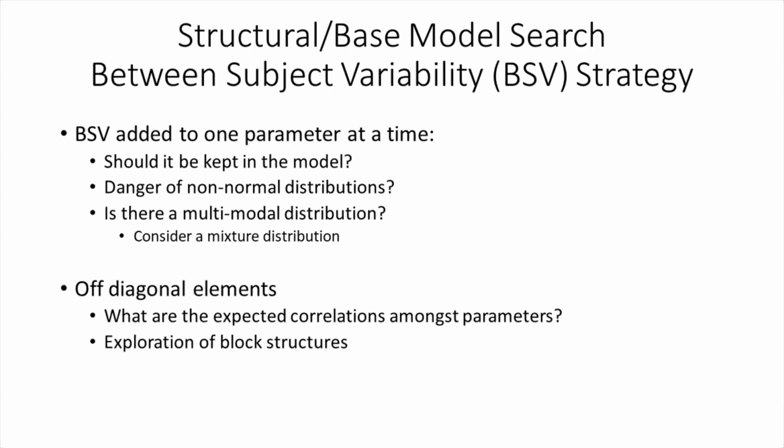So the other strategy is to not put between subject variability on in the initial analysis, basically do a naive pooled assessment, and then add BSV parameters one at a time, and then decide whether it should be kept in the model. Do we use the statistical criteria? Do we need to have between subject variability on multiple parameters? Perhaps there's a dependence that we might miss if we do this. Again, we need to consider non-normal distributions and multimodal distributions and off-diagonal elements.